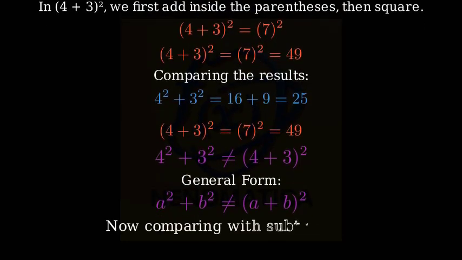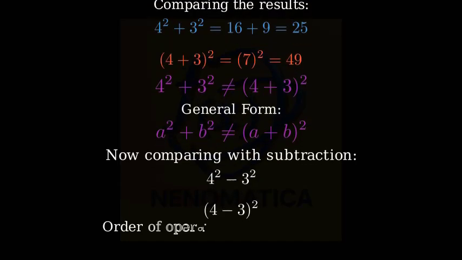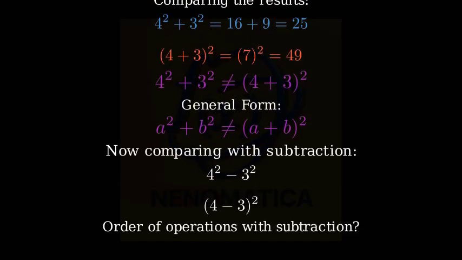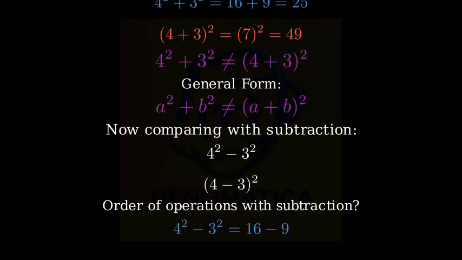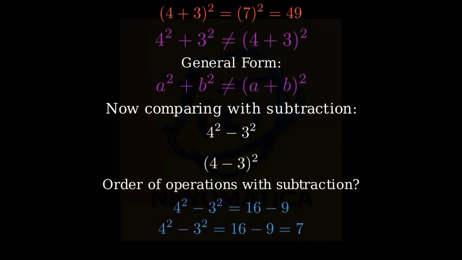Let's now examine a similar comparison with subtraction. We have two new expressions, 4 squared minus 3 squared, and the square of 4 minus 3. For the first expression, we again square each number first, then subtract. 4 squared is 16, and 3 squared is 9. Subtracting, we get 16 minus 9 equals 7.